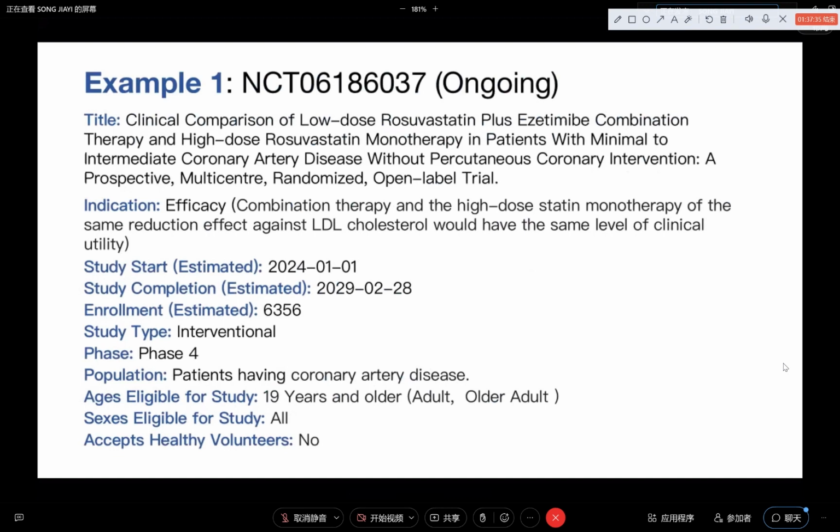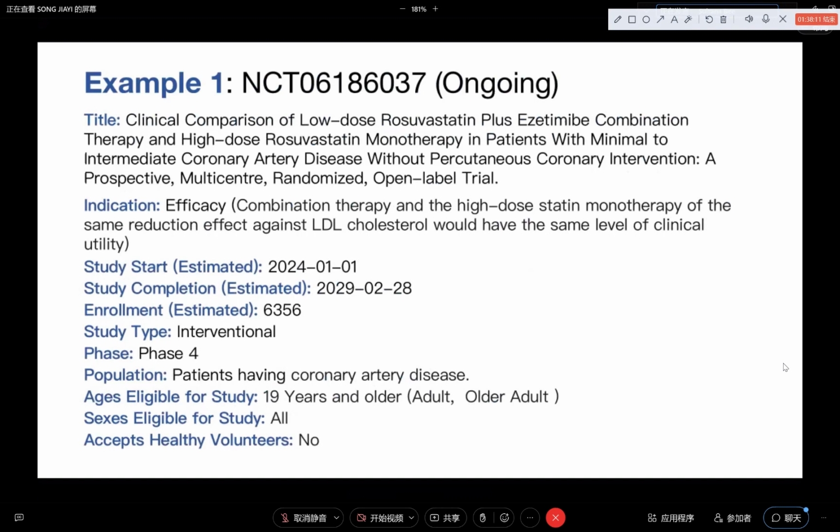Yeah. So these are the examples for the phase 4 clinical trials. Basically, phase 4 clinical trials are done for knowing the longer-term adverse effects of the drugs in a larger population. So example 1, this is the title of the example. The indication is efficacy, like the combination therapy and one monotherapy, the comparative efficacy of the combination.